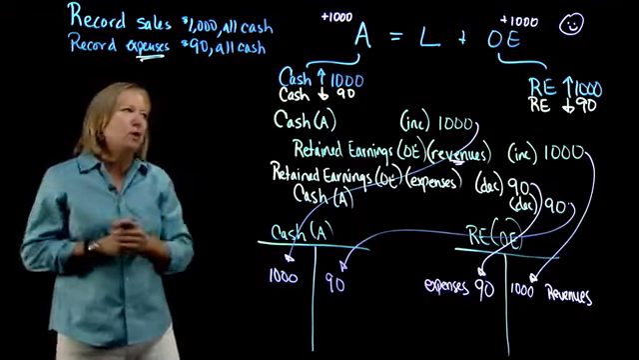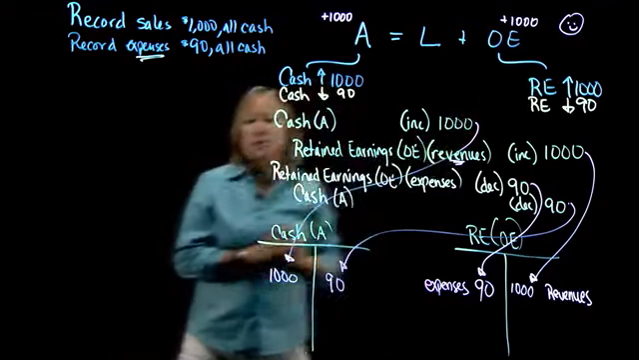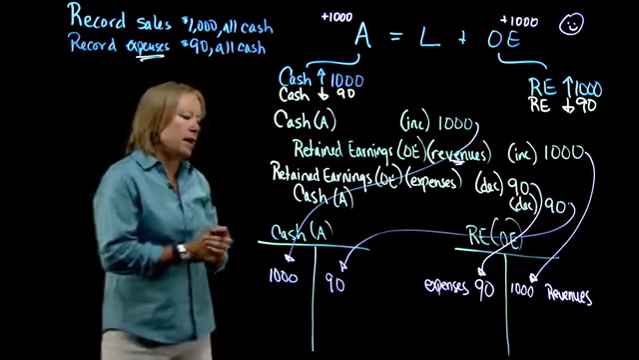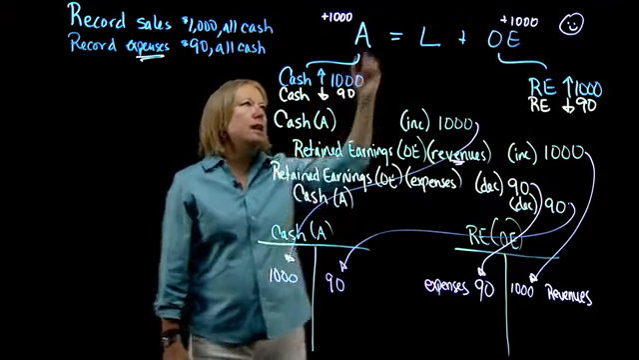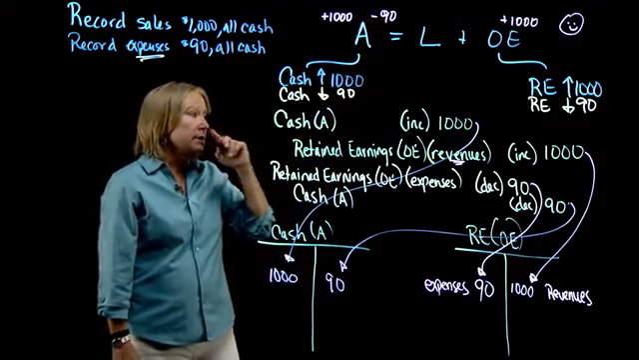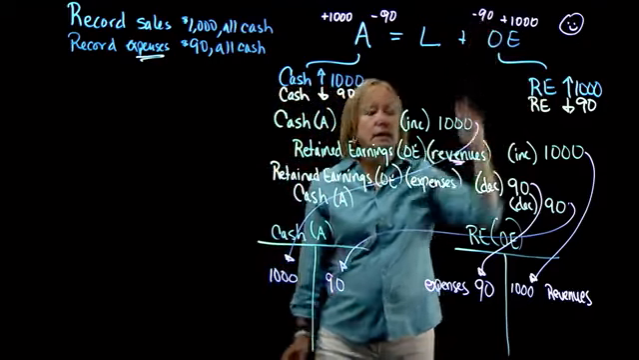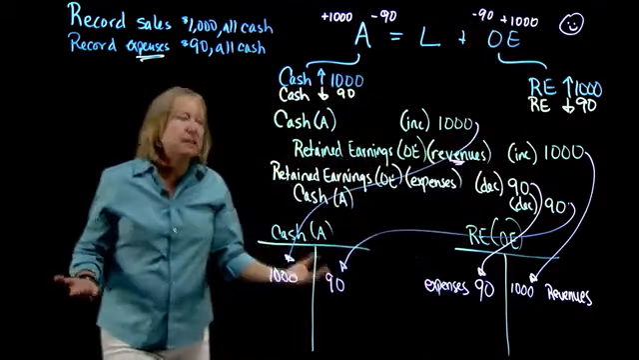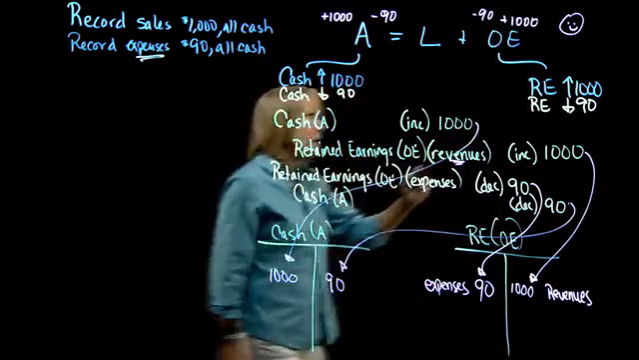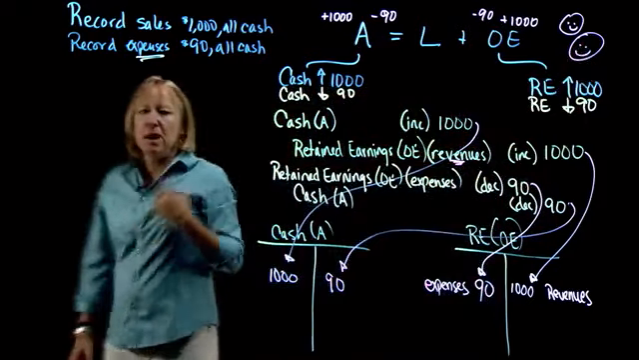Now let's make sure after recording that transaction that we are still happy about the balance sheet equation remaining in balance. Cash goes down by 90, so net assets are down by 90. Retained earnings decreases by 90, so owner's equity is down by 90. Both sides of the equation have been decreased by 90, so the equation remains in balance, and we continue to smile about that.